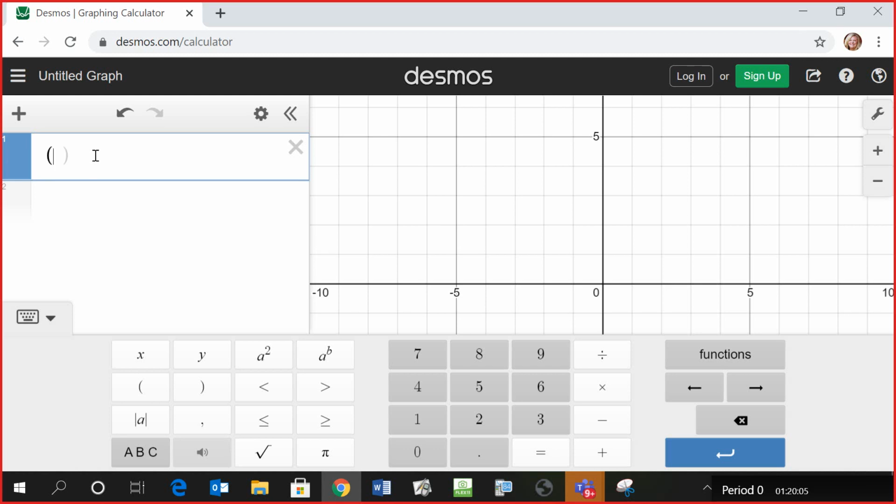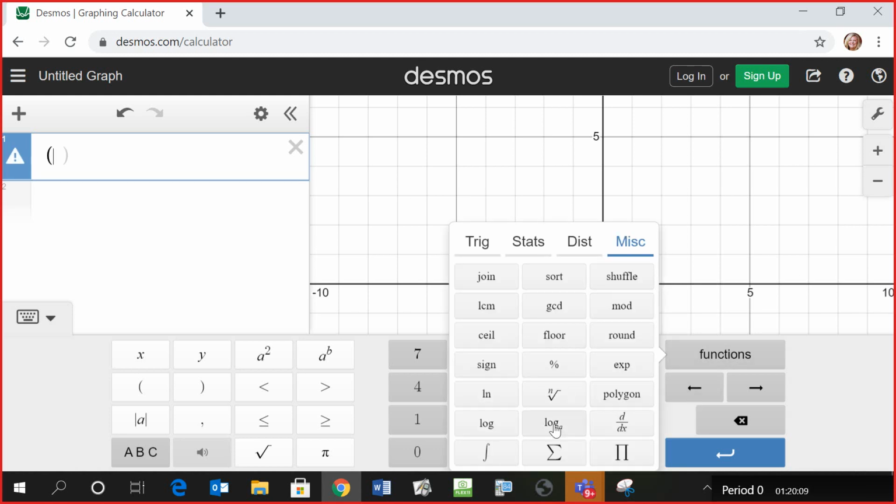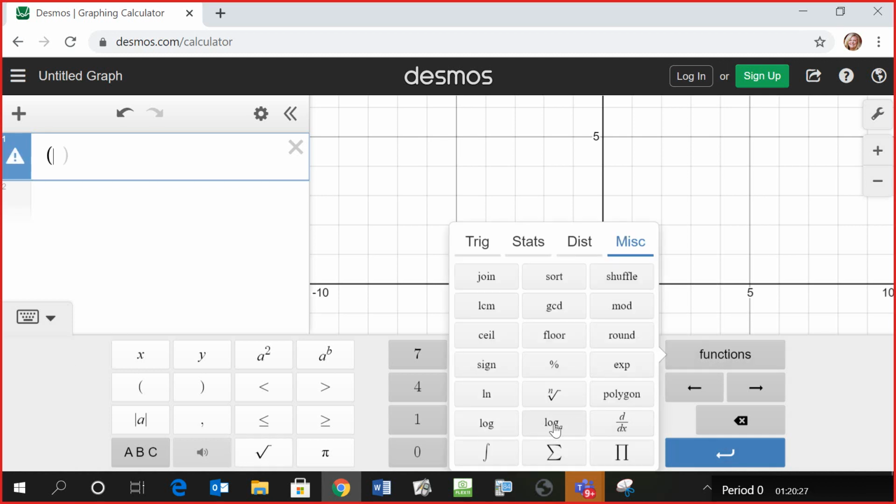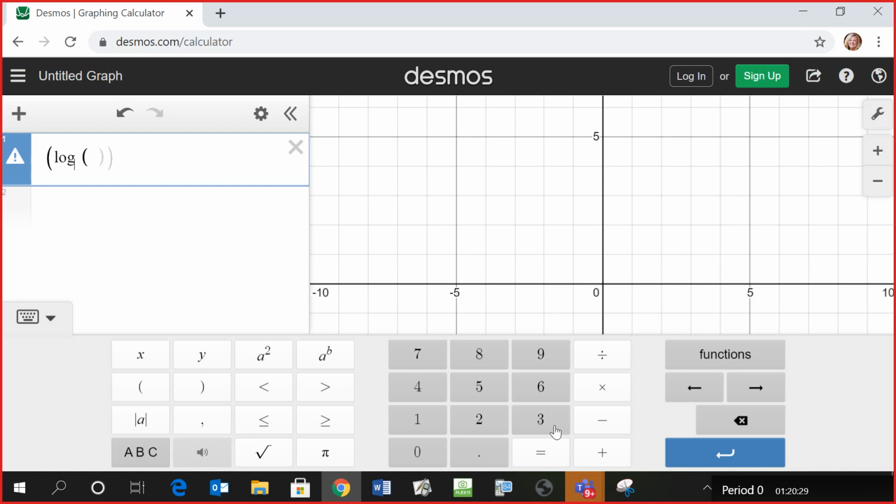Okay, so I start by doing a parenthesis first. Then I go over to functions, make sure miscellaneous is highlighted, and log base A. This is going to be the numerical value E. 12 divided by 5. Oops, excuse me, I got to put that in parentheses. Let's start again, this has got ugly. My apologies. Parenthesis, function, log base A. Now this is an E.